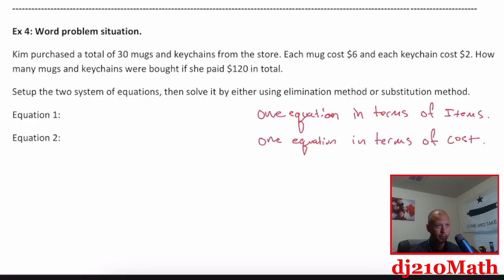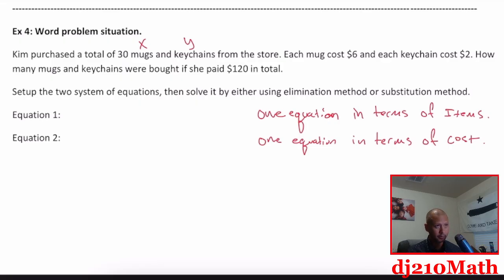Right, because in the problem, it talks about mugs and keychains, and then it talks about the money that is involved. So, what are our variables? We need 2 variables, x and y. If we let the mugs be x and the keychains be y. That's really all I can think of to make the variables: one for mugs, one for keychains.